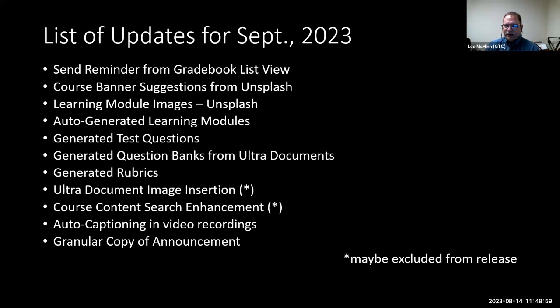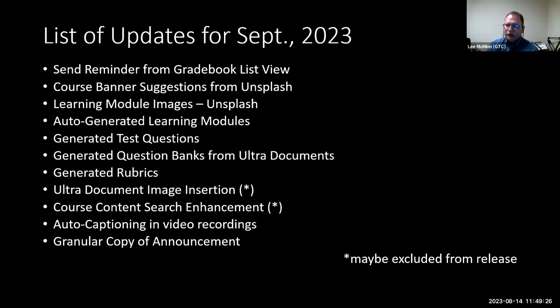The other AI things, or some things that are coming, is more image capabilities. These will be copyright free. It's from a third-party service called Unsplash. Unsplash has really grown and added more and more images out there, but you'll be able to pull course banner images from that just searching by topic. Same thing for learning module images.